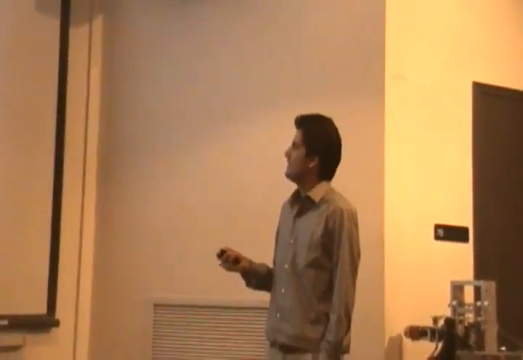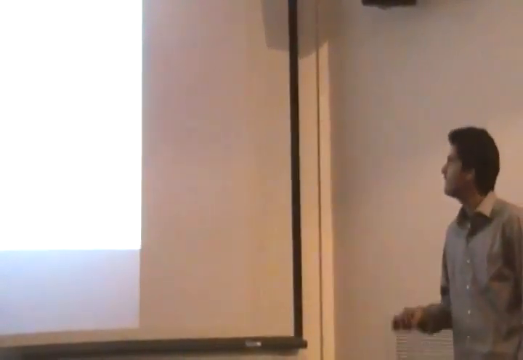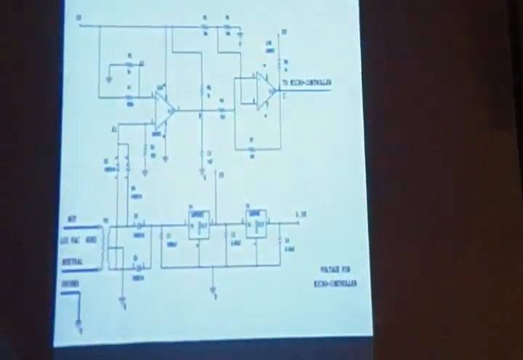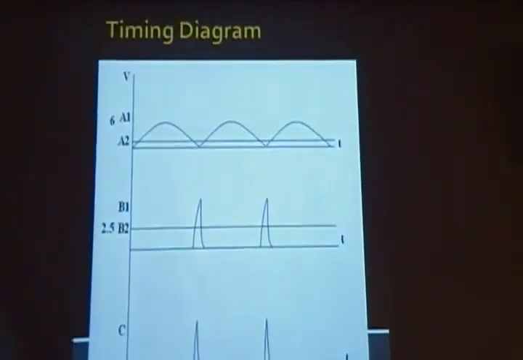So the output of the whole circuit is a pulse, which is a very short bit at every zero crossing. This is fed to the microcontroller, which further performs the next step. Next is the timing diagram.